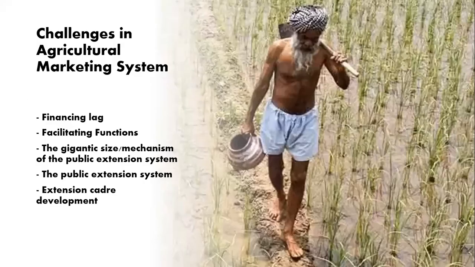So facilitation functions are like warehouses, storage, and transport, right? And these are the financial lagging functions. Another challenge is the gigantic mechanism of the public extension. Gigantic means the very large extension body in the Department of Agriculture. They individually handle all the crops, and it is very difficult for them to handle the entire network.